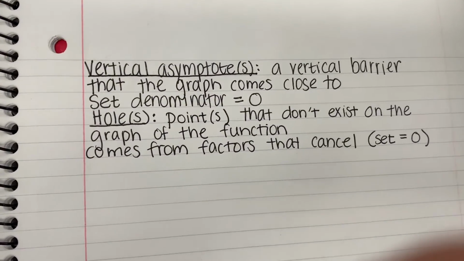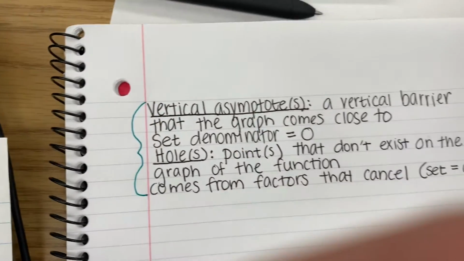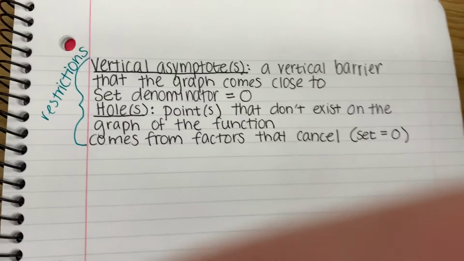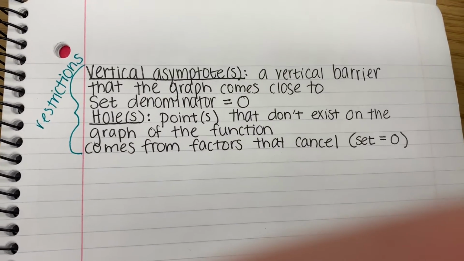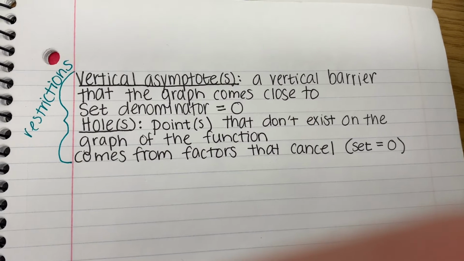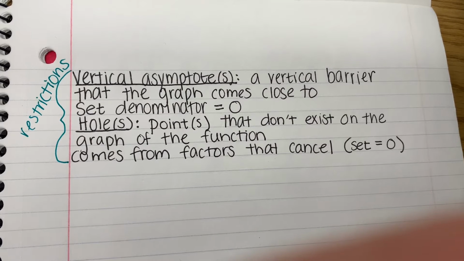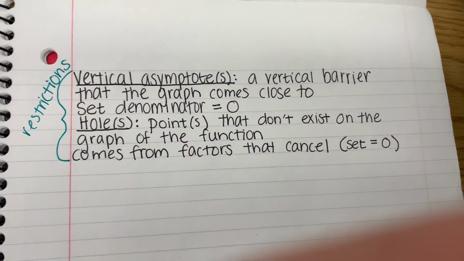When we are looking at vertical asymptotes and holes, they go together. They both come from restrictions in our domain. The vertical asymptote is going to come from the denominator when we set the denominator equal to 0, and a hole is going to come from any factors that might cancel. Remember that this vertical asymptote is going to be a line, an invisible line, and the hole is going to be a point, an x comma y, that doesn't exist on the graph.